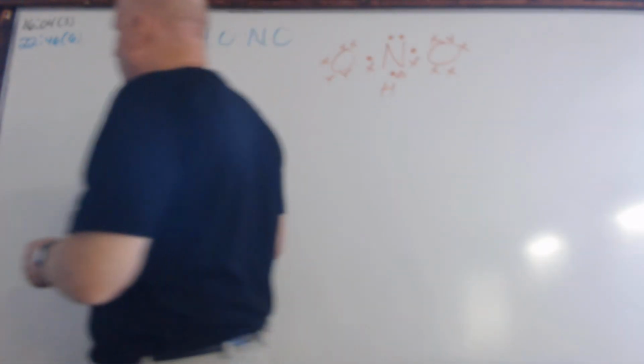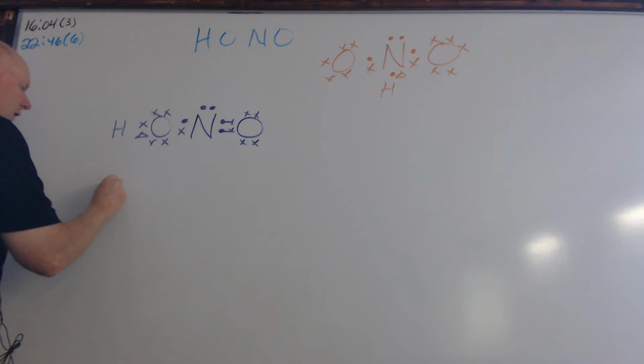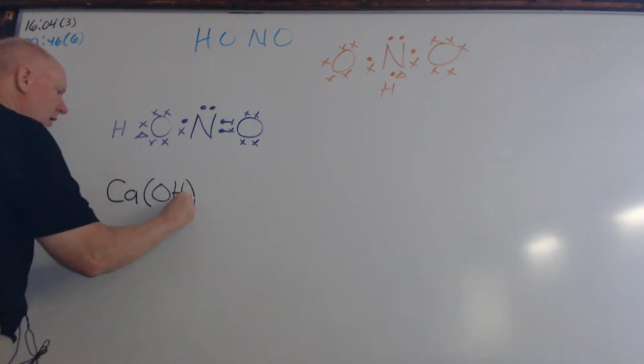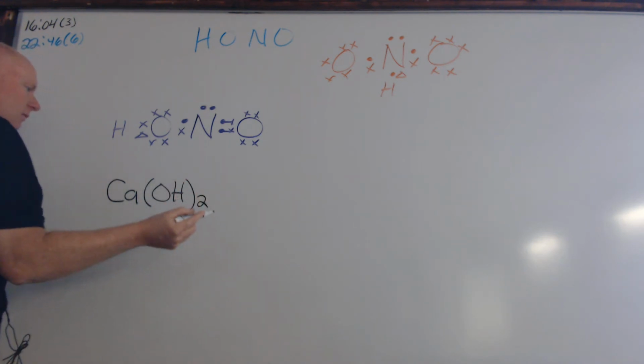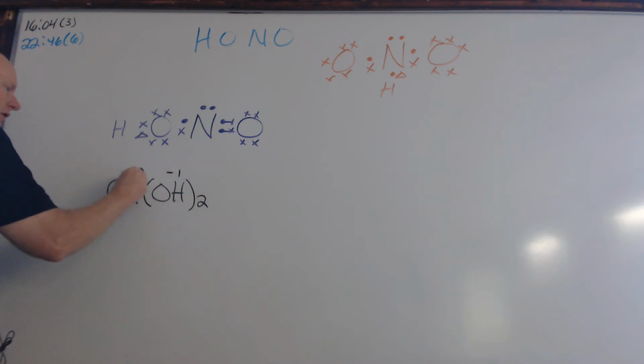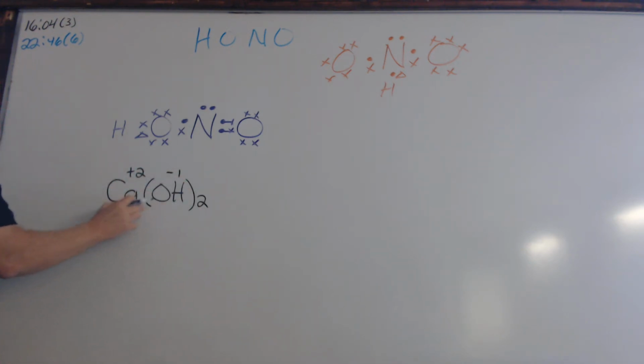So let's look at an example of an ionic bond, and we'll even do a polyatomic ion. Let's do calcium hydroxide. In this case, we know that hydroxides are -1, calcium's +2. Therefore, 2 times 1 gives us 2, and -1 times 2 gives us -2, so we know that this compound is correct.